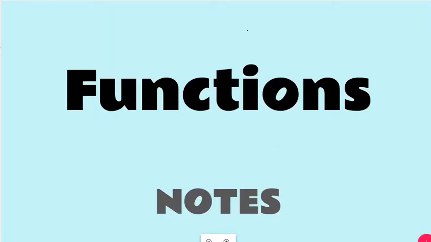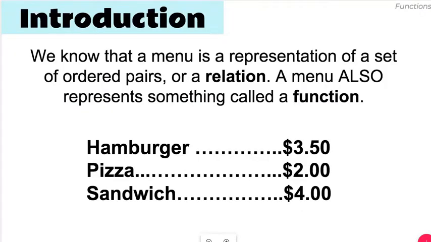Okay, so you have learned about relations. Now we're going to talk about something called a function. We're going to revisit the menu situation. We know that a menu is a representation of a set of ordered pairs, or a relation. A menu also represents something called a function. So a menu is a relation, but a menu can also be a function.